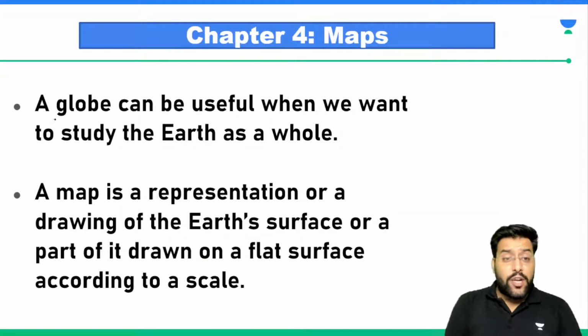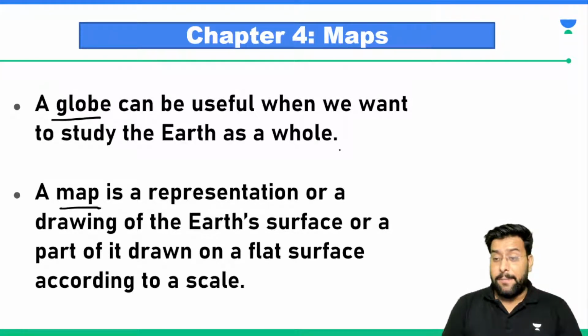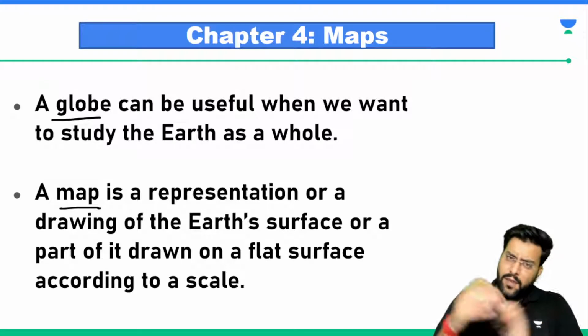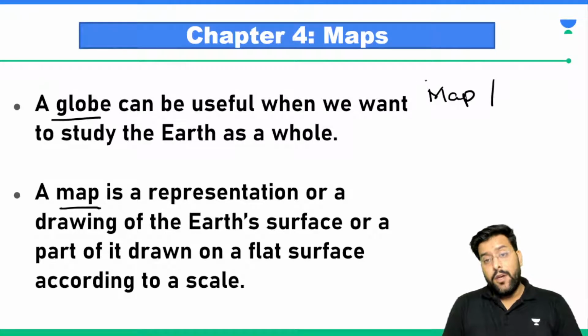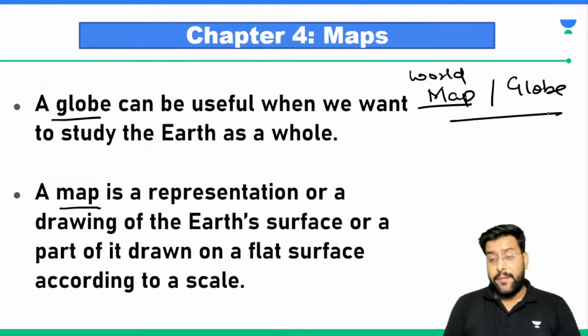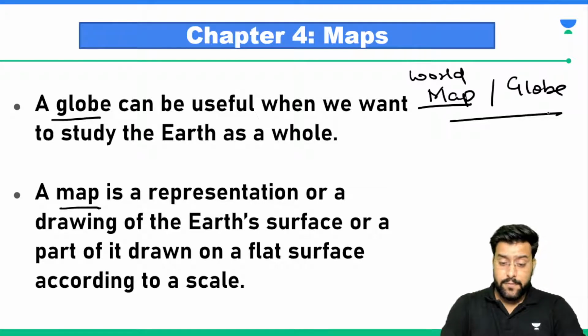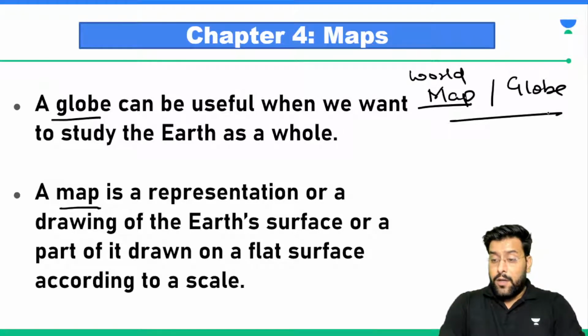We talked about something called a globe, and we talked about something known as a map. A small question for you all: what is the difference between a map and a globe? Let me make it more clear. What is the difference between a world map and a globe? Can you please tell me? There is something known as a world map, there is something known as a globe. It is a drawing on a flat surface. What is the difference between a world map and a globe?